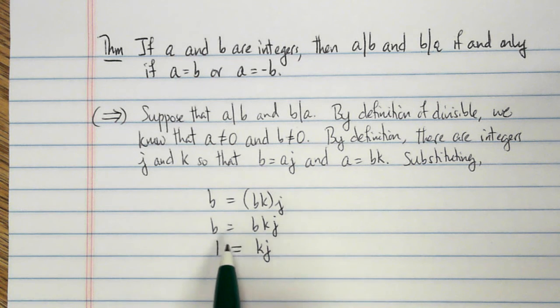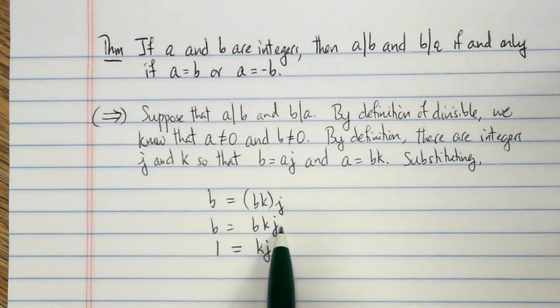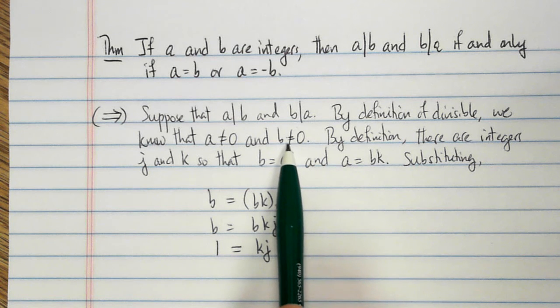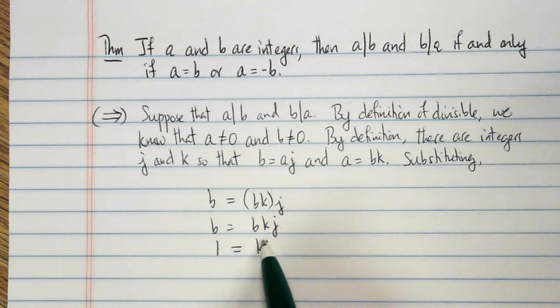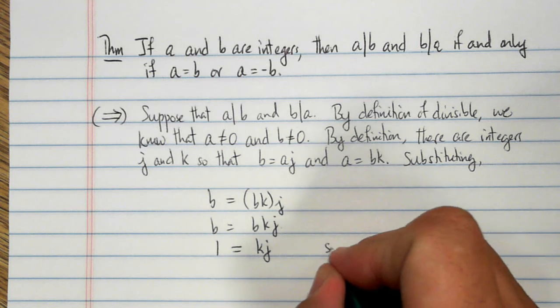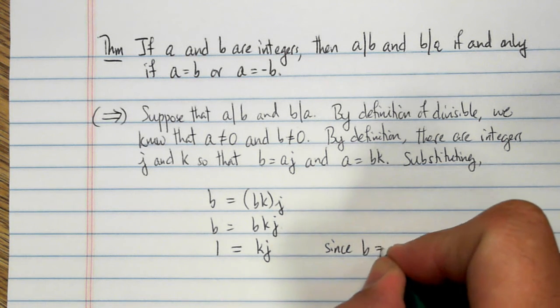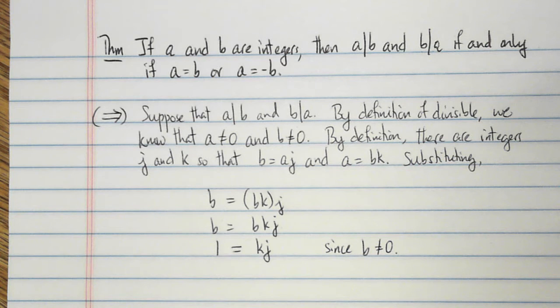Now that's an important point. If b was equal to 0, then 0 can be equal to 0 times, say, 6, and then k times j could be equal to 6 or anything else. But because I know that b does not equal 0, I'm allowed to cancel b's on this step. So I'll make a note of this, since b does not equal 0.